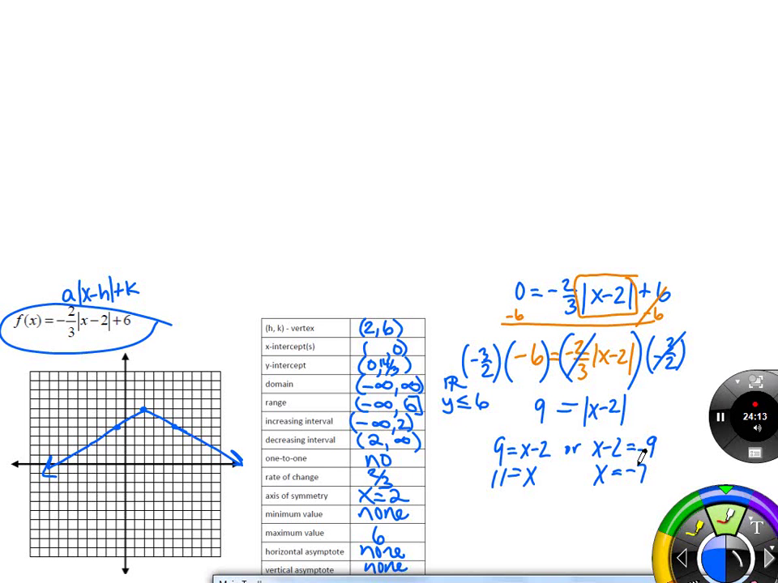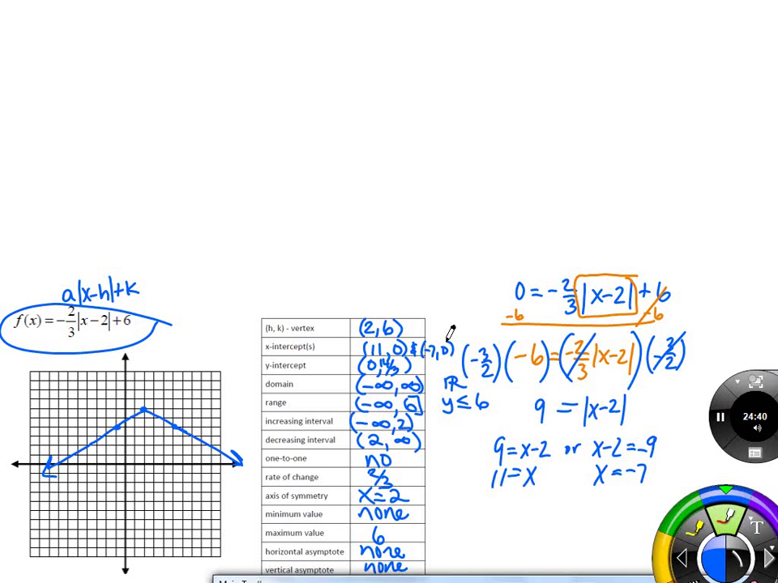Connor? No, that's the first problem. We said this can either equal positive 9 or negative 9, because once you take its absolute value, it'll turn it positive. Is that okay? So we have 2 x-intercepts, one at 11, 0, and one at negative 7, 0. It makes sense with what the picture looks like, okay? And why we can do that with absolute value, right? And that it's not 1-to-1. Is this okay with everybody?